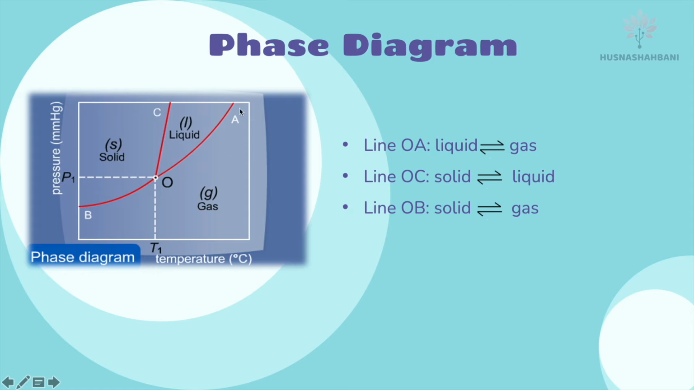This one, line OA, liquid to gas. Any point of this line, the substance exists as liquid and gas. It's a boundary between liquid and gas, so any point here liquid, any point here gas. On the OA, it can exist as liquid and gas. And OC, solid liquid, OB, solid gas.